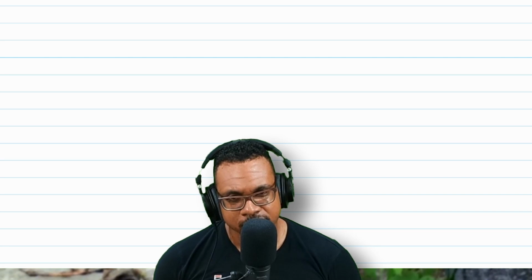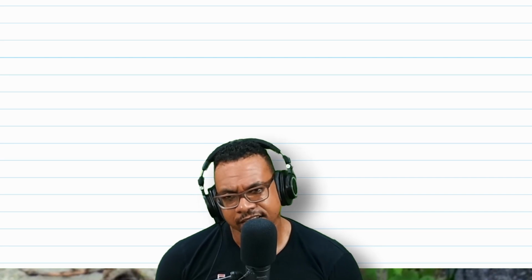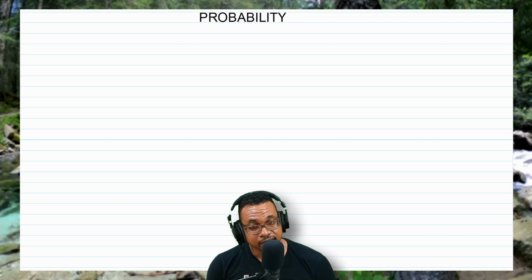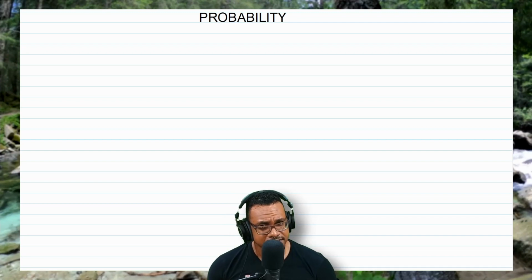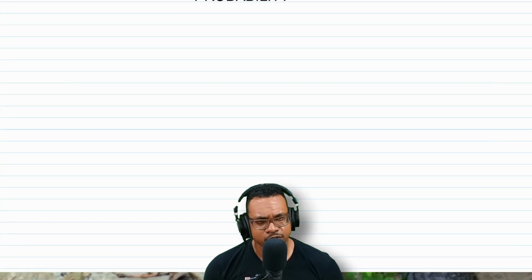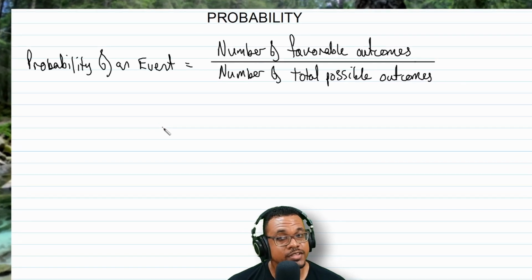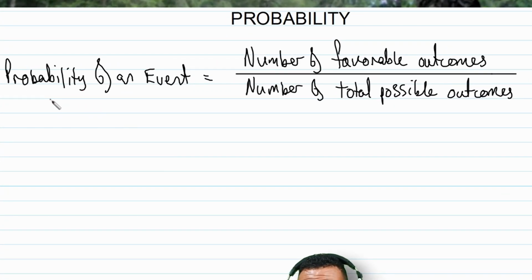So the closer you are to 1, the more likely an event will take place, and the closer you are to 0, the more likely that an event will not take place. So anytime you're working out probability and you get an answer that's not between 0 and 1, you know you did something wrong and you need to check over your work. So here we have our formula for probability. The probability of an event is equal to the number of favorable outcomes over the number of total possible outcomes.